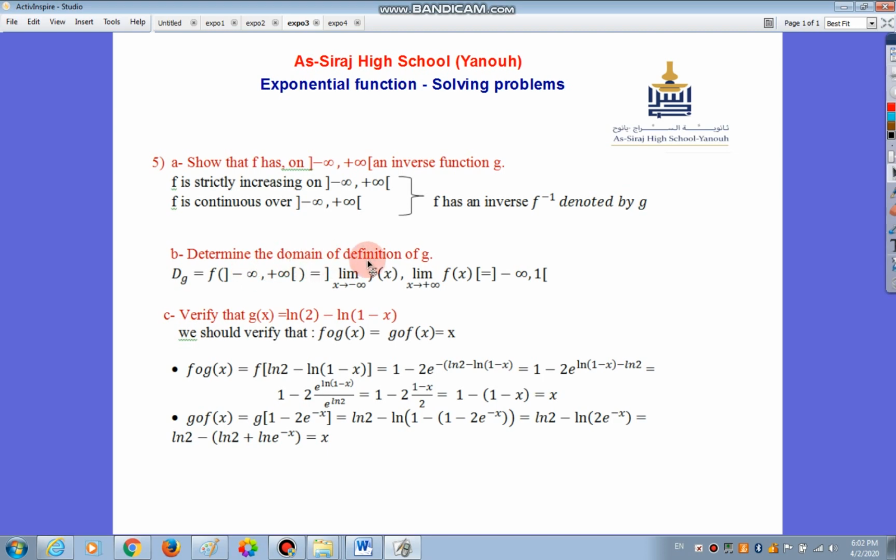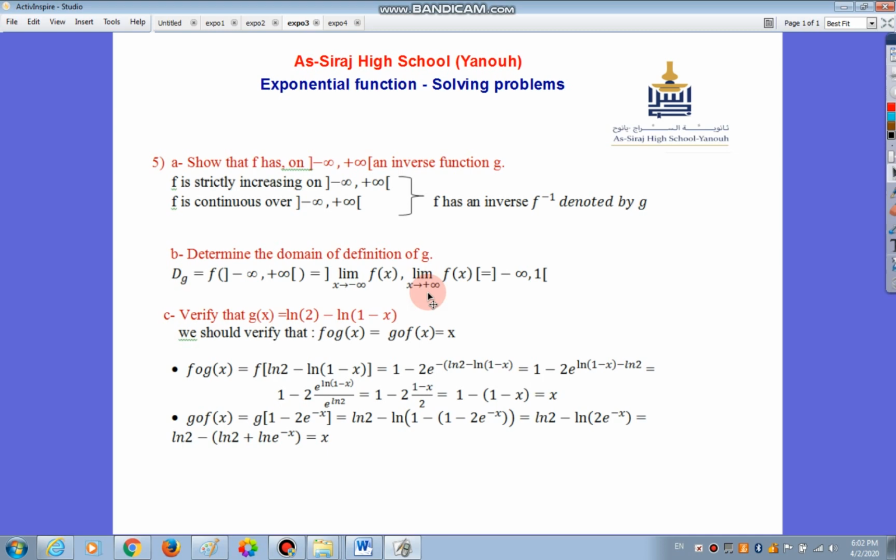Now determine the domain of definition of g. The domain of definition of f minus 1, which is g here, is equal to f of the domain of f itself. As you remark, the domain of f is minus infinity to plus infinity. To find f of this interval, we should move to limit. So I should find the limit of f(x) as x tends to minus infinity and the limit of f(x) as x tends to plus infinity.